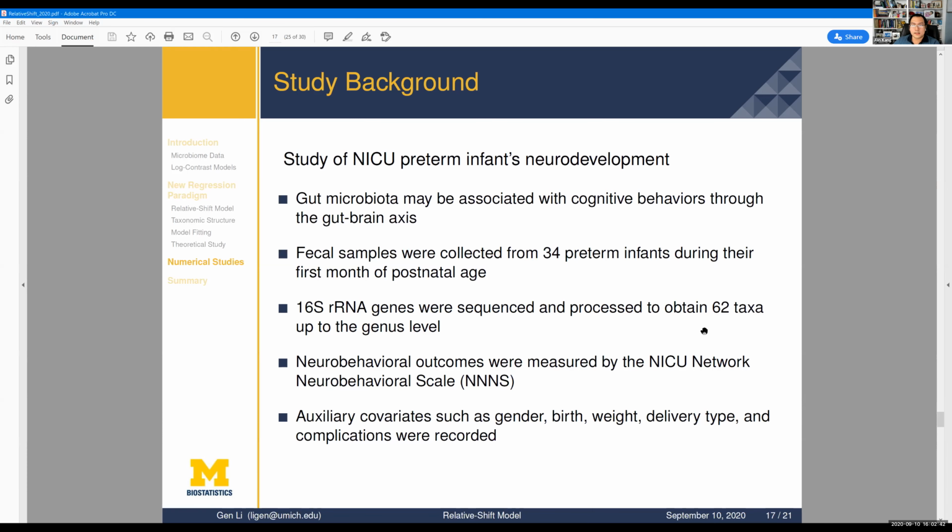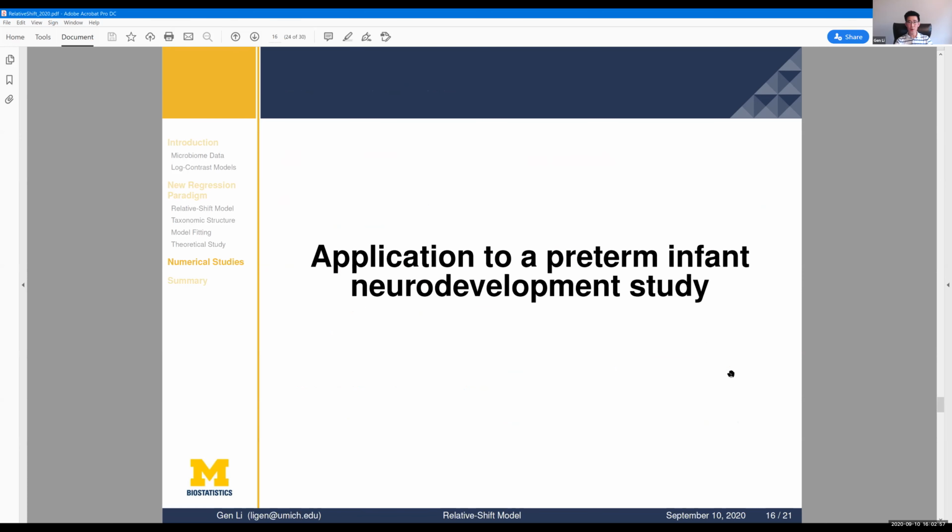Hi, Gen. This is Jian. You have a very nice talk. Thank you. So I have a very basic question regarding the interpretation of your model. Can you interpret a single beta J, or do you have to specify the reference category to interpret beta J?